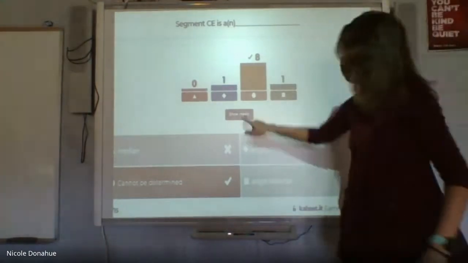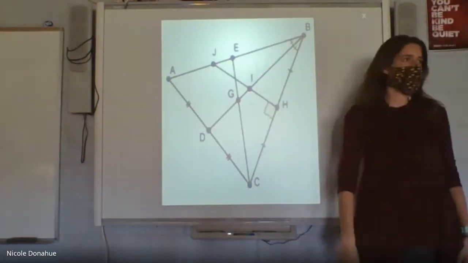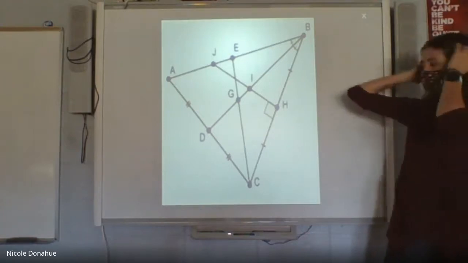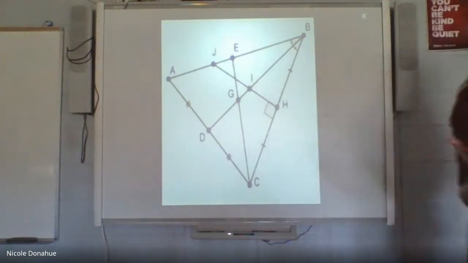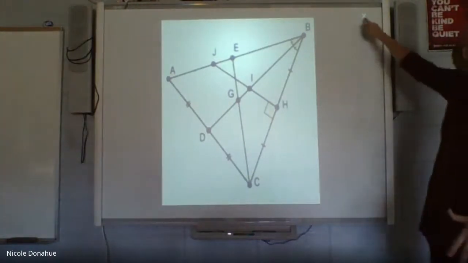All right, so CE. If you look, CE doesn't really have any marks at all. It's kind of just floating in the middle there. Maybe it's an angle bisector, maybe it's any of these things, but if it doesn't have marks for us, we can't make any assumptions.